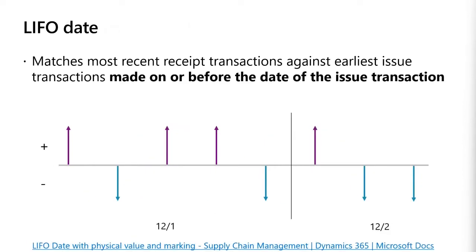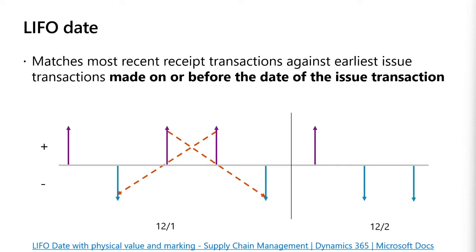LIFO date is an inventory model based on the LIFO principle. Again, issues from inventory are settled against the last receipts into inventory based on the date of the inventory transaction. The key difference between LIFO and LIFO date is that we perform the LIFO principle 1 day at a time rather than for the entire period. In our example here, we apply the LIFO principle to the issues on 12/1 first. You can see that the first issue on 12/1 is settled against the last receipt on 12/1, and the next to last receipt on 12/1 is settled against the second issue that happened on 12/1.